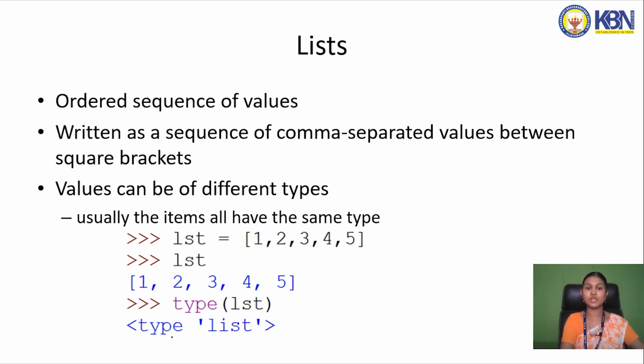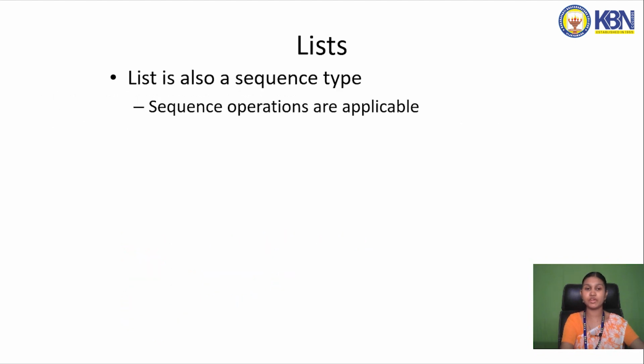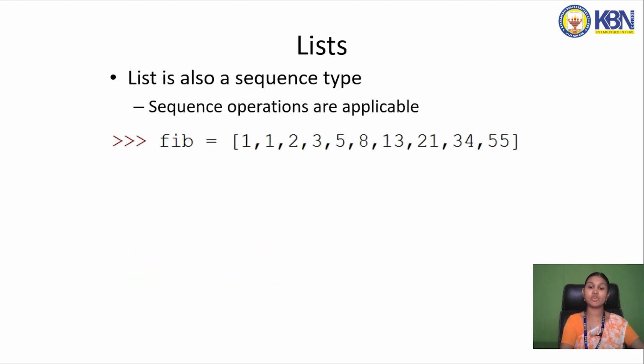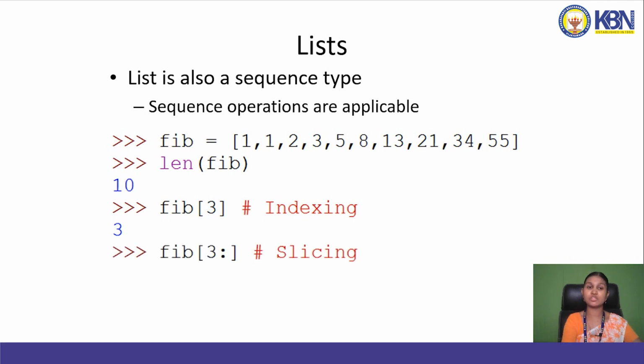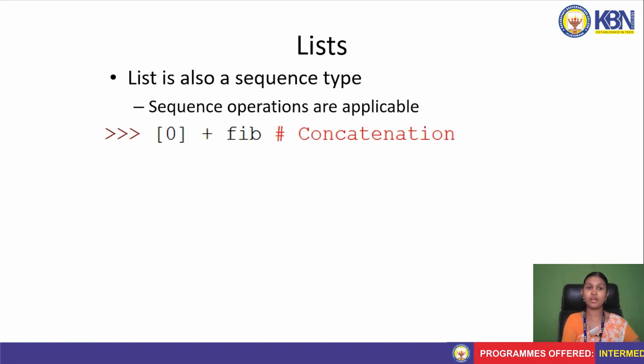Here see list 1, 2, 3, 4, 5. I am giving the values, printed the same, and you have to find out which data type using the type function. Next, sequence operations are applicable. I am giving fib as a variable and passing a number of values. To know the length, you use the len function. And next, coming to indexing, you can find a particular index value also. Slicing means you give a starting value and an ending value. You need not give an ending value; it will be taken as the length of the list.